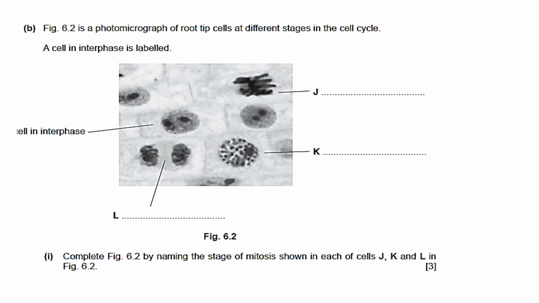But let's move on. Figure 6.2 is a micrograph of a root cell at different stages in the cell cycle. The cell in interphase is labeled. The reason they've labeled a cell in interphase for you is so that you can use that as a reference point to guide you for all the other parts. It then says, complete figure 6.2 by naming the stages shown in each of the cells, J, K, and L.